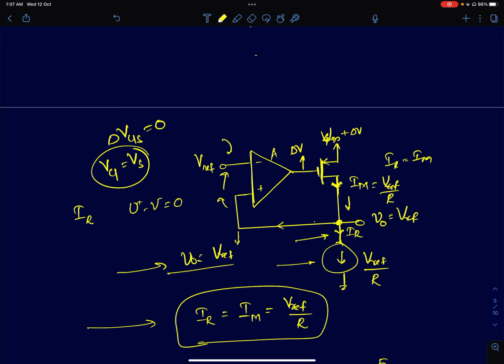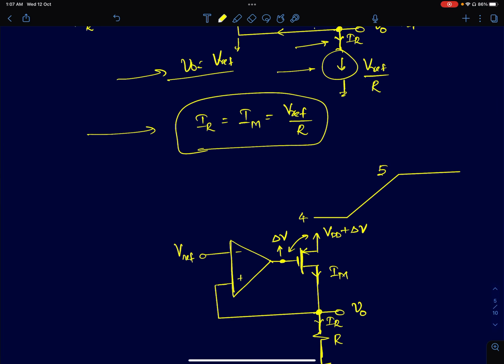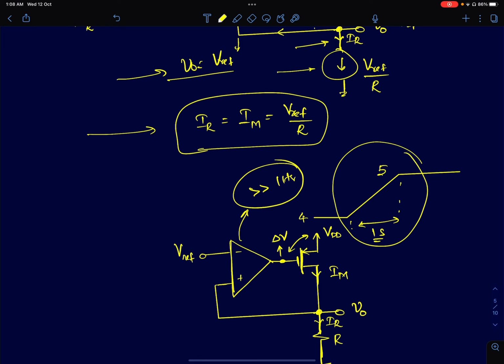Now in the question, it was given that the supply voltage is changing linearly from 4 volts to 5 volts in a duration of 1 second. That is given in the question. It is also given that the op-amp's bandwidth UGB is much greater than 1 Hertz. Since its UGB is much greater than 1 Hertz, and this is changing at the rate of 1 second, as far as the circuit is concerned, this input will look like a DC input.